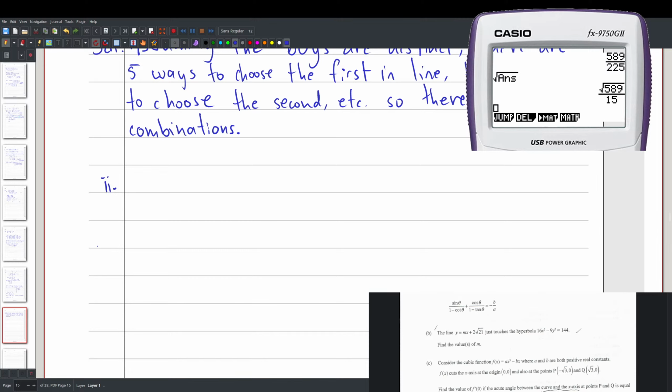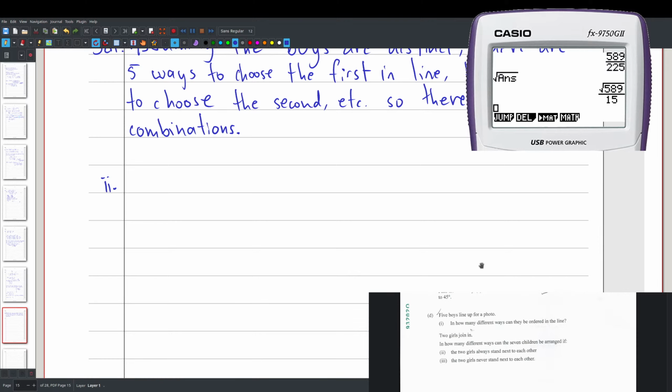3D2. The girls always stand next to each other. Oh, I should scroll up, sorry. The girls always stand next to each other.